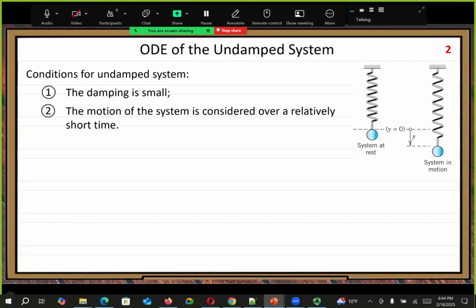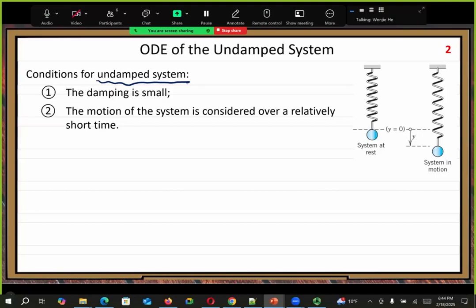So we understand this undamped system. When the damping is small, we treat it as an approximation of an undamped system, so the motion of the system is considered over a relatively short period of time. Then we have a good approximation.